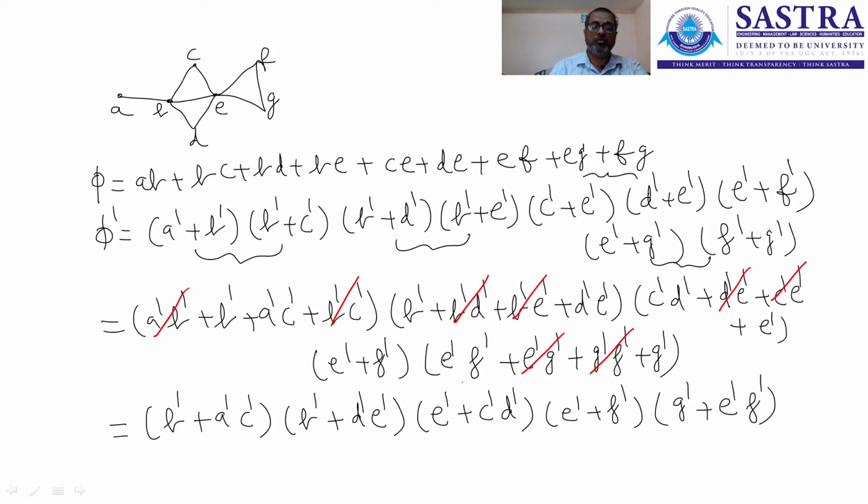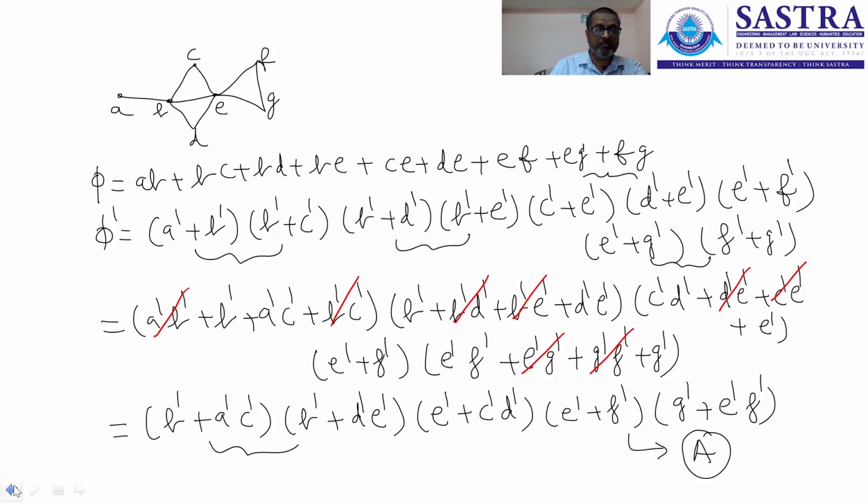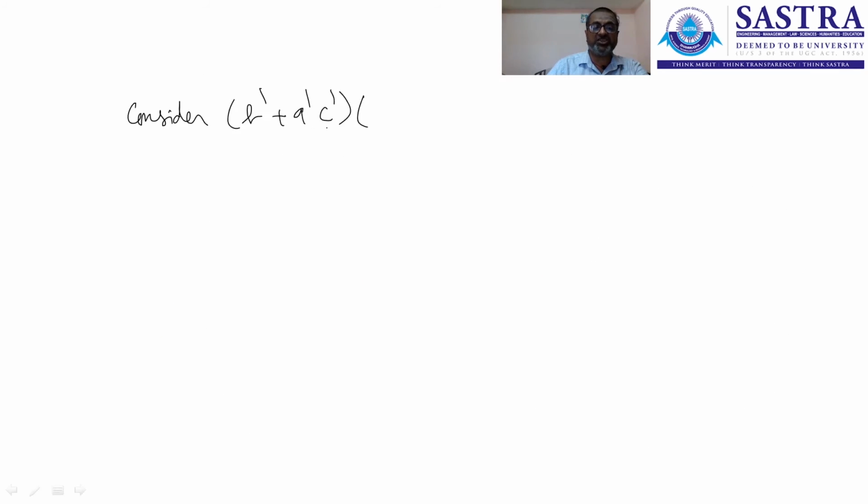So now what I will do is I will multiply one after the other. Let me call this equation A. Let me simplify the first two, then I will simplify the last two, and then we will add one after the other. So now consider B dash plus A dash C dash multiplied by the next term, B dash plus D dash E dash.